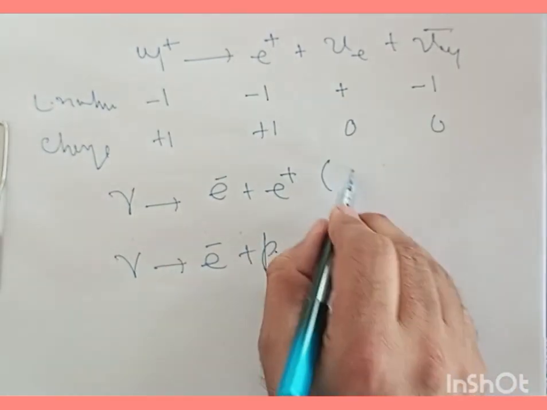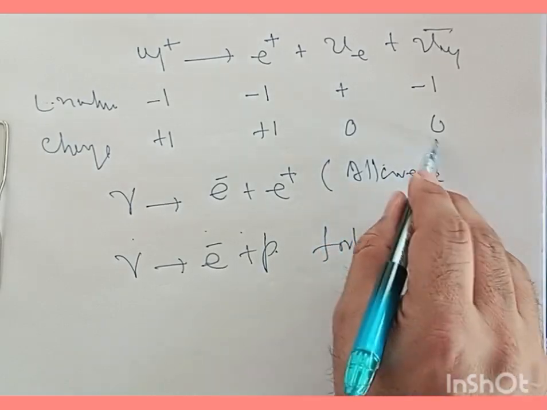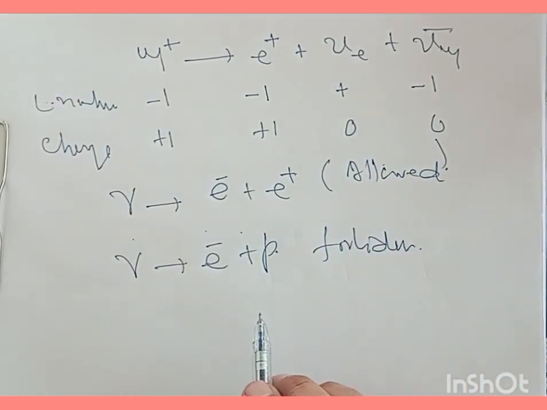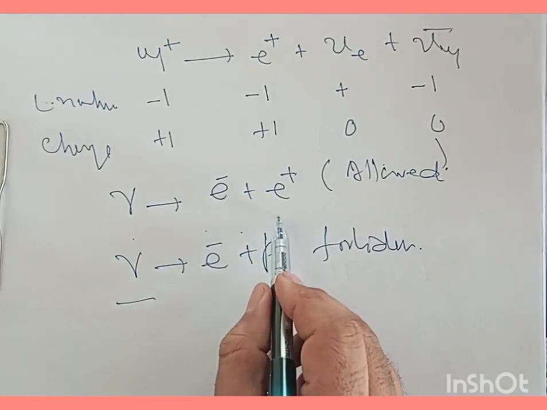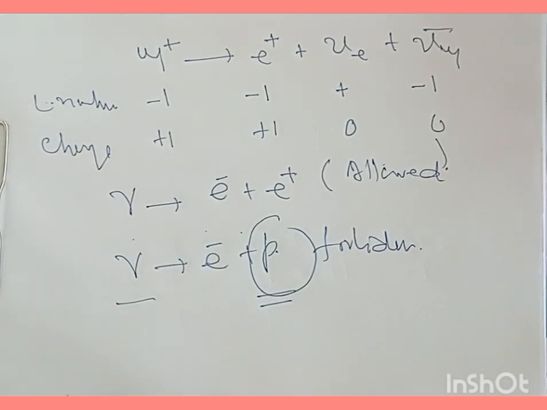This is forbidden and this is allowed. And why is it forbidden? Because we can see that the lepton number is not conserved here.